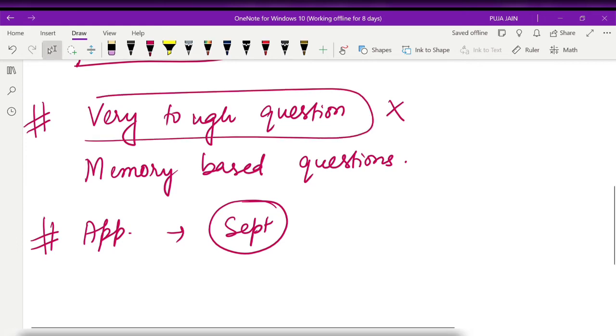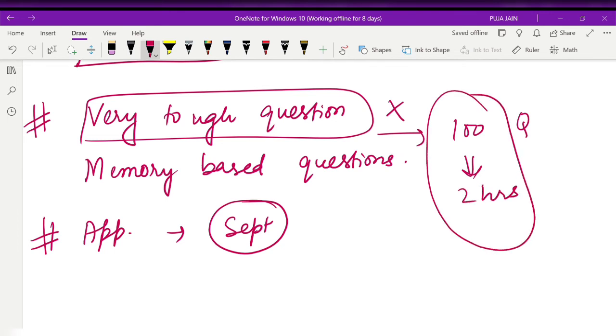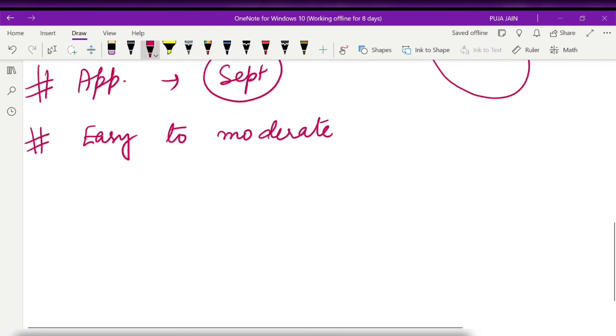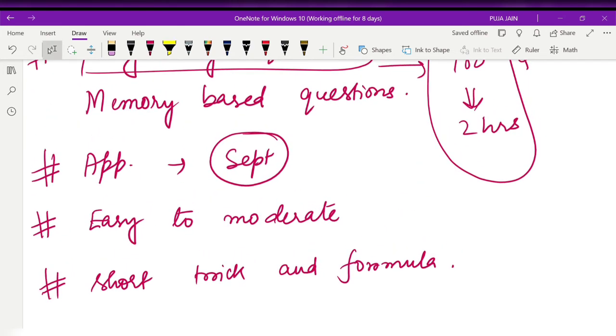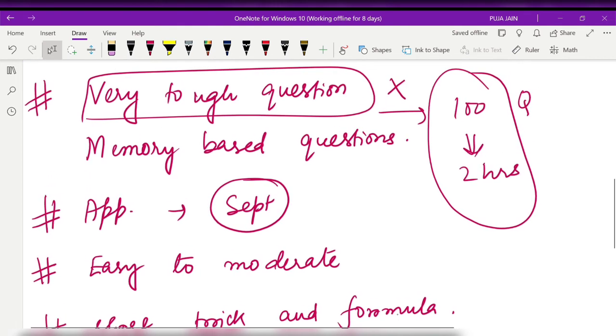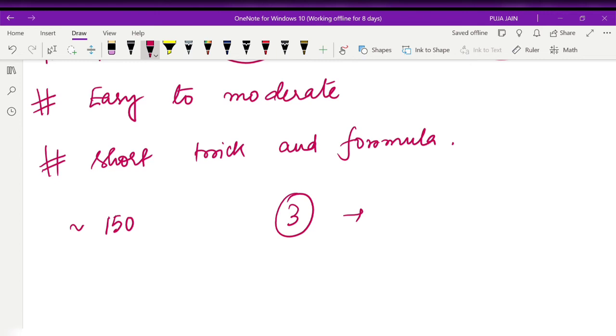So you cannot expect very tough questions. Why? Because 100 questions are there and time is 2 hours, right? So questions cannot be very tough. The question level is easy to moderate. You need to know some thought tricks and formulas to crack this examination, and your speed should be very high, because you need to solve a lot of questions in a very small amount of time. In 2 hours you are getting 100 questions, but it's not necessary to solve all. If the cutoff is approximately 150 and each question is 3 marks, then if you solve 50 questions correctly, you can qualify this examination.